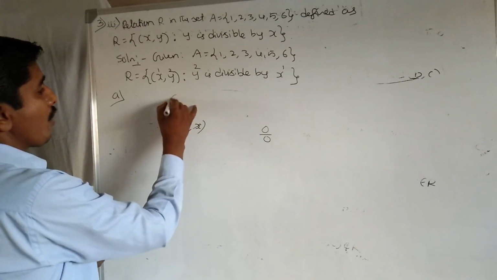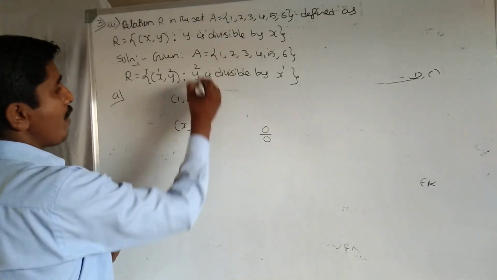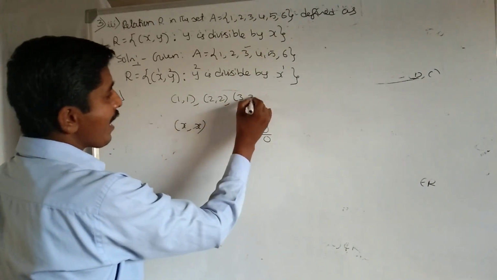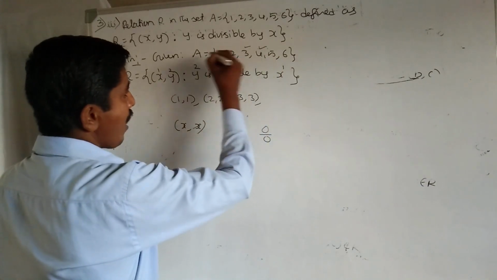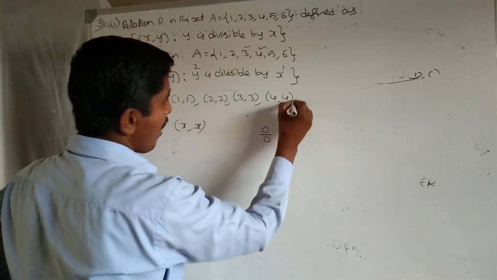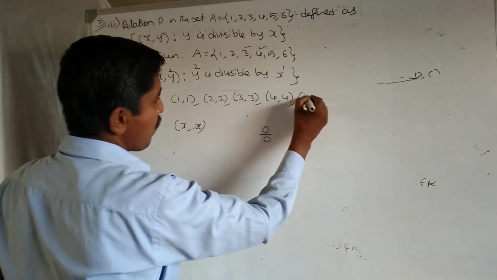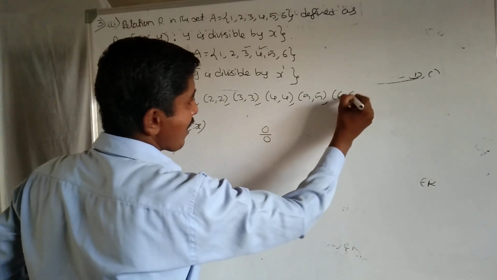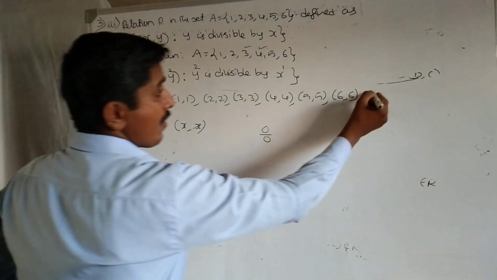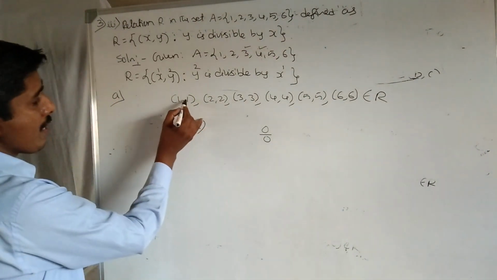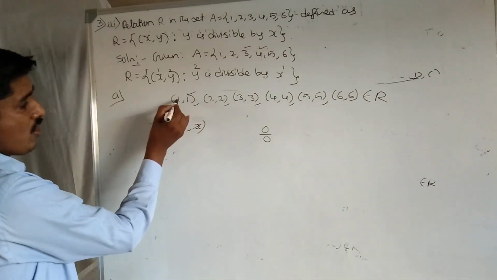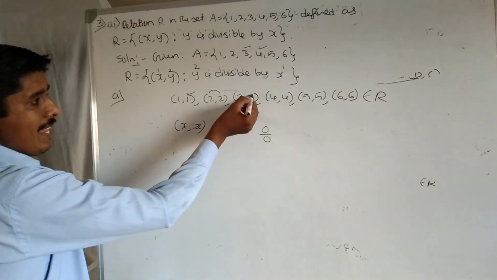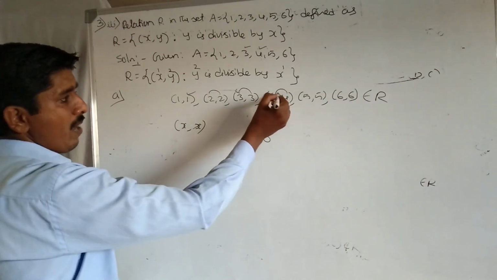1 belongs to set A, so (1, 1) belongs to relation. 2 belongs to set A, (2, 2) belongs to relation. 3 belongs to set A, (3, 3) belongs to relation. 4 belongs to set A, (4, 4) belongs to relation. 5 belongs to set A, (5, 5) belongs to relation. 6 belongs to set A, (6, 6) belongs to relation. Correct, because the second element 1 is divisible by 1. Yes, the second element 2 is divisible by 2 itself. 3 is divisible by 3 itself. 4 is divisible by 4 itself.